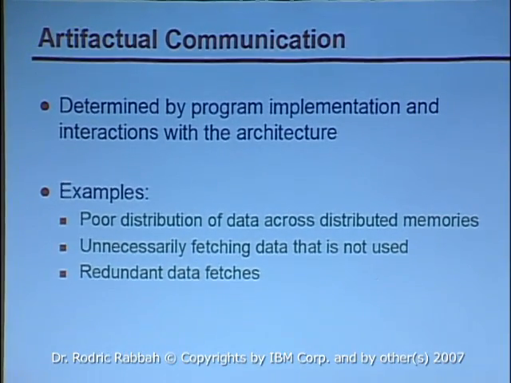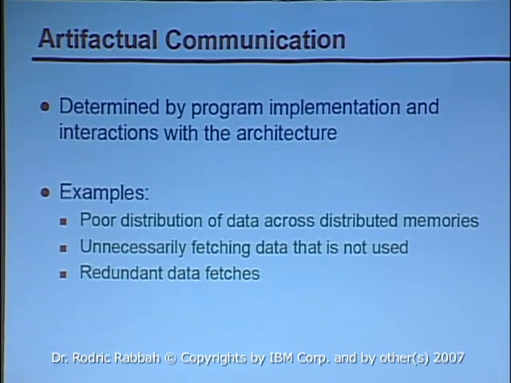There's the inherent communication in your algorithm, and this is a result of how you partition your data and how you partition your computation. And then there are artifacts that come up because of the way you do the implementation and how you map it to the architecture. So if you have poor distribution of data across memories, then you might end up fetching data that you don't need, right? You might also have redundant data fetches. So let's talk about that in more detail.